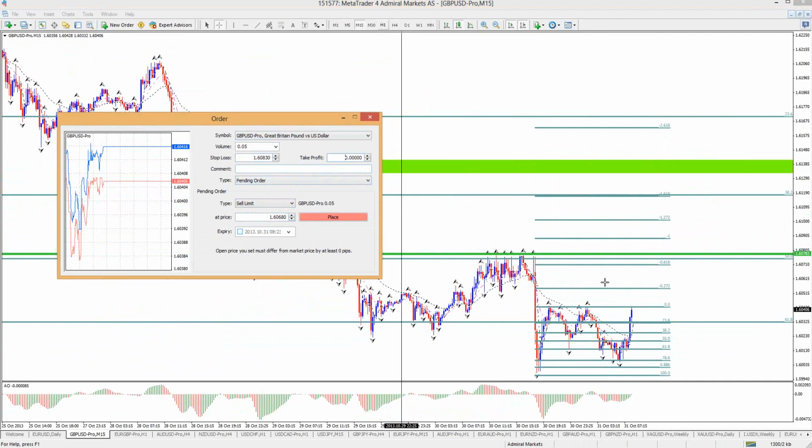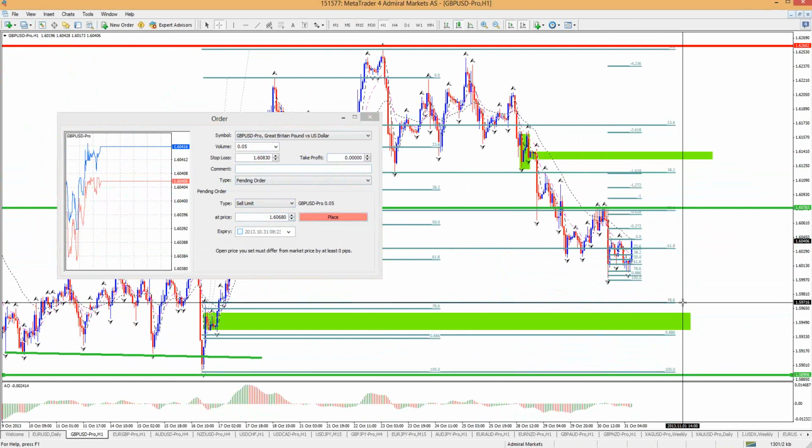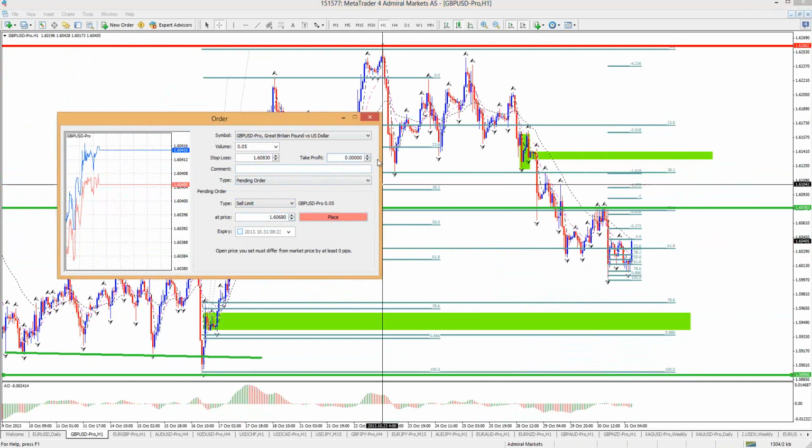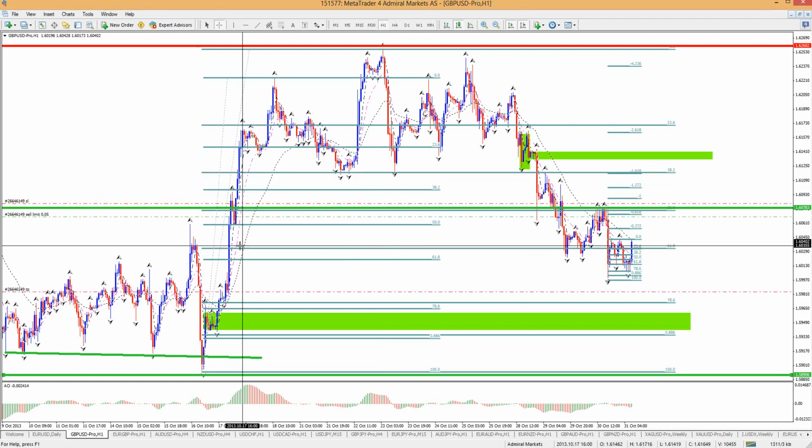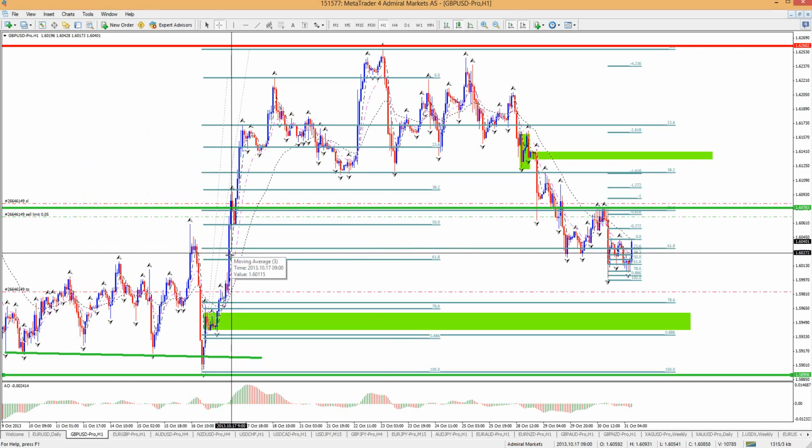And I will go for an ambitious target. I will try to aim for the 786, which would be 159.80, or 84 maybe even, which is a 74 pip target. Okay. So that's the idea, or my idea.